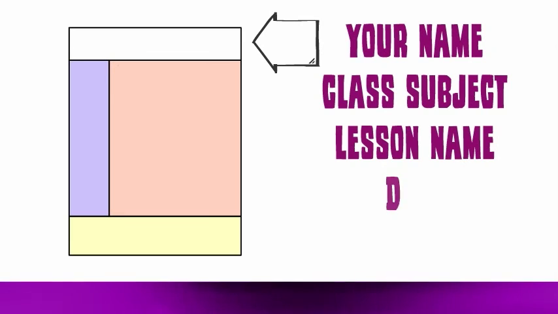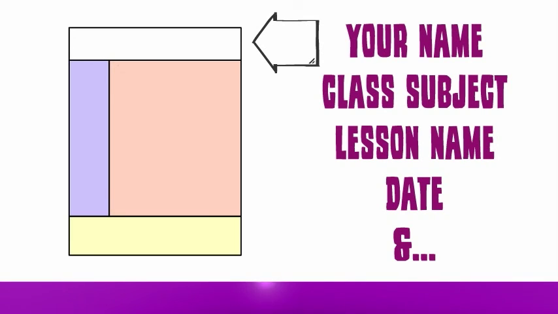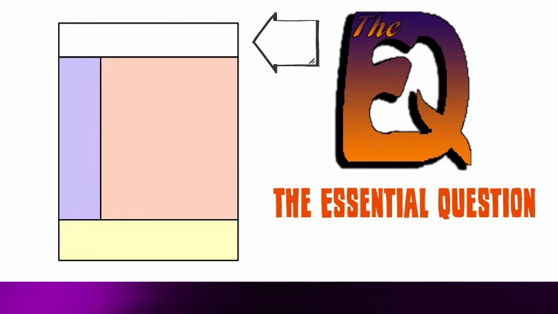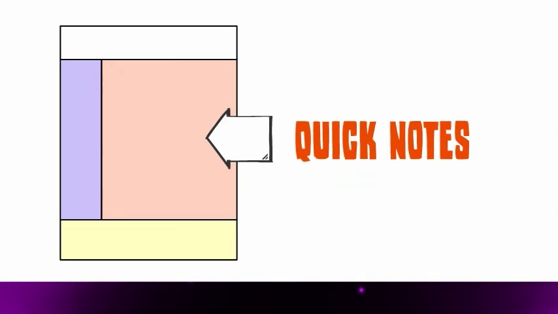The lid of the box, the top portion of your C-note, contains some basic information, like your name, the class subject, the lesson name, and the date. But more importantly, it includes the essential question that the lesson was intended to answer.